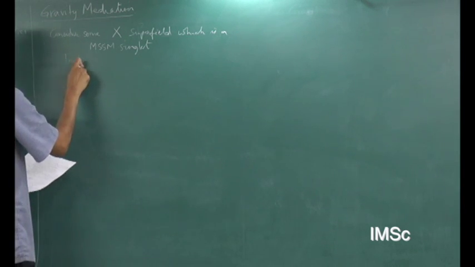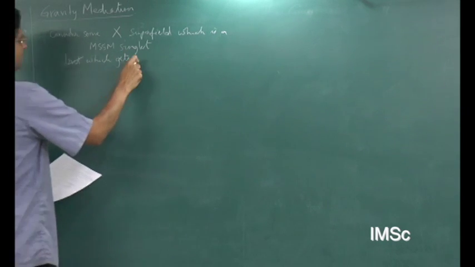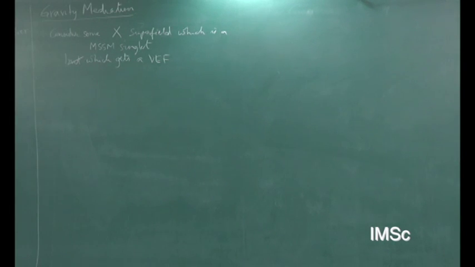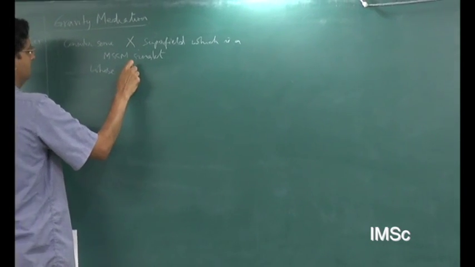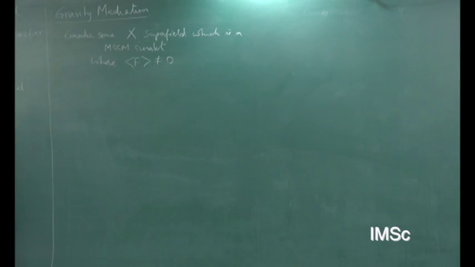whose F term gets a vev. So this breaks supersymmetry. So supersymmetry is broken in some hidden sector, by a field, a superfield, which is a gauge singlet.